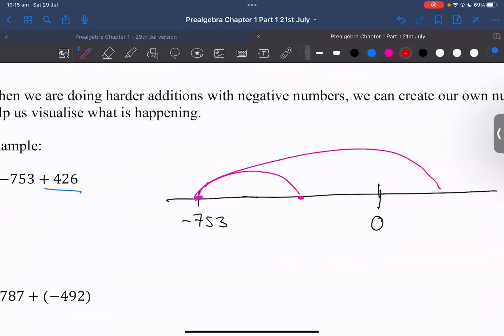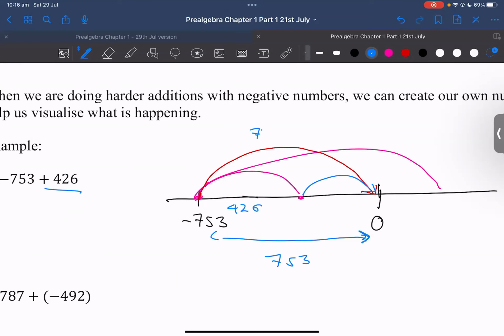We need to go 753. We can use subtraction for this. We need to go 753 to get to 0. And with 426 to go, how much are we missing to get to 0? Remember, -753 means it's 753 to the left of 0. So to get to 0, we need to go right 753. The total distance is 753, right? But how much more do we need to go to reach 0 from here, once you go 426?